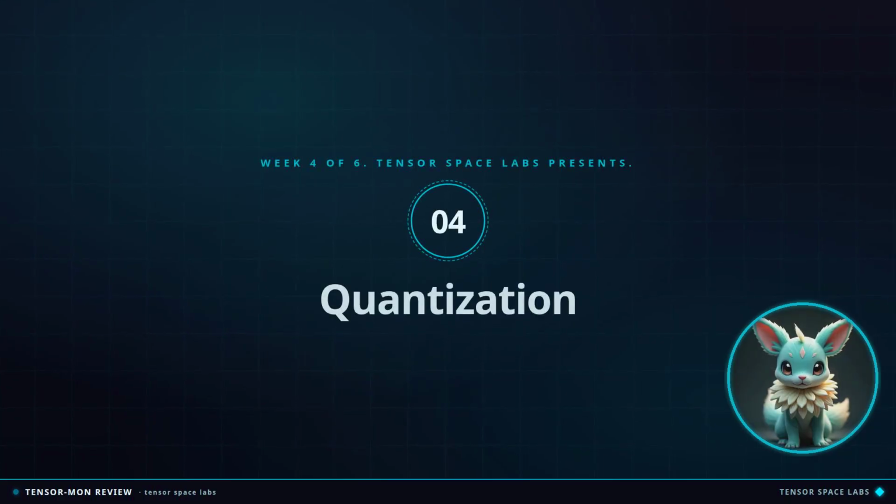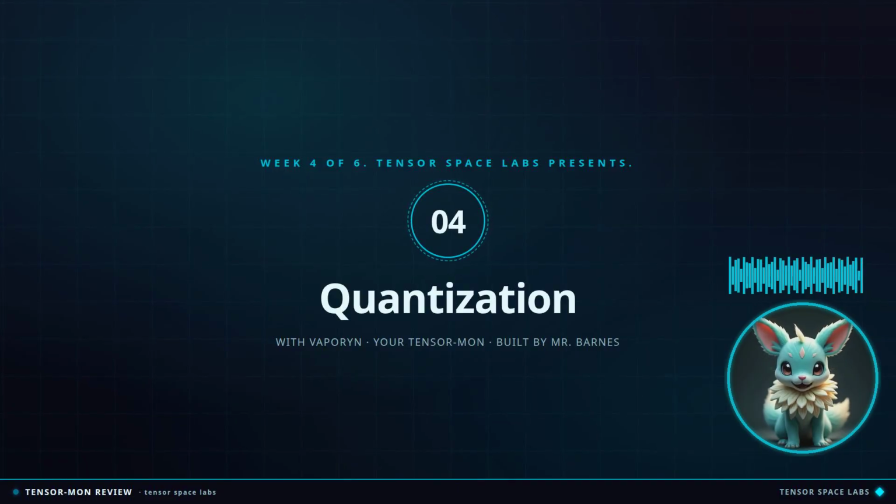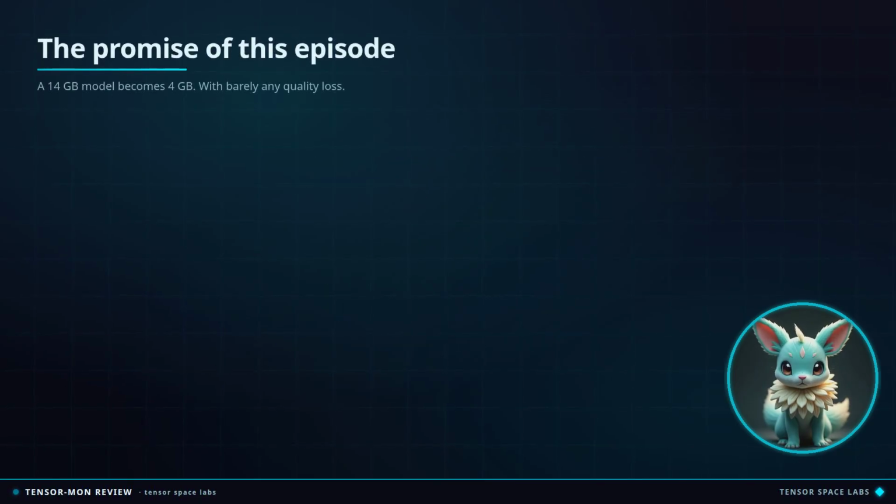Welcome back. I am Vaporyn. This is week 4 of 6 at tensormon Academy, built by Mr. Barnes at Tensor Space Labs. This week we cover quantization, the trick that lets a model that normally needs a data center fit on a single consumer GPU. By the end of this video, you will understand how a language model that takes up 14 gigabytes can be compressed down to around 4 gigabytes, with almost no quality loss, and you will run that compressed version yourself on whatever computer you have.